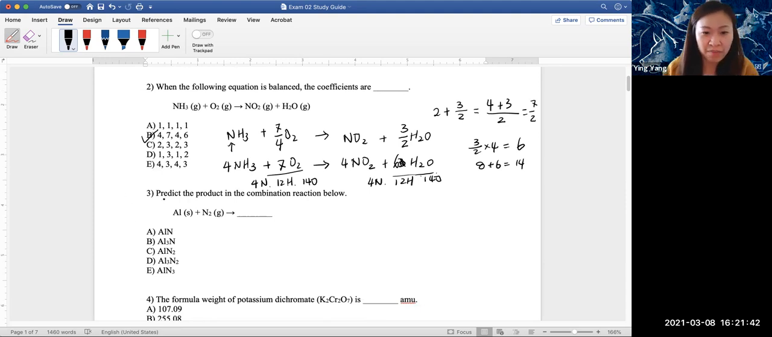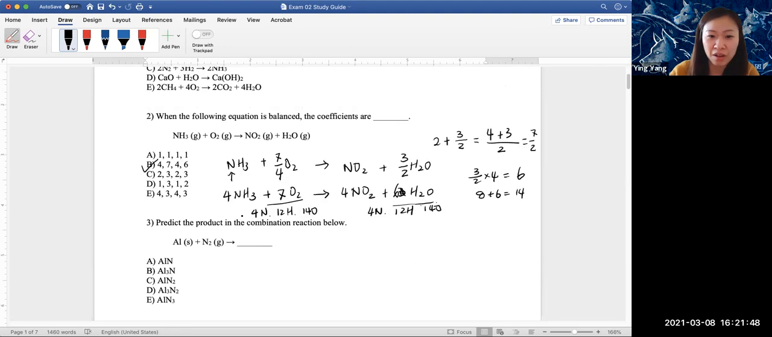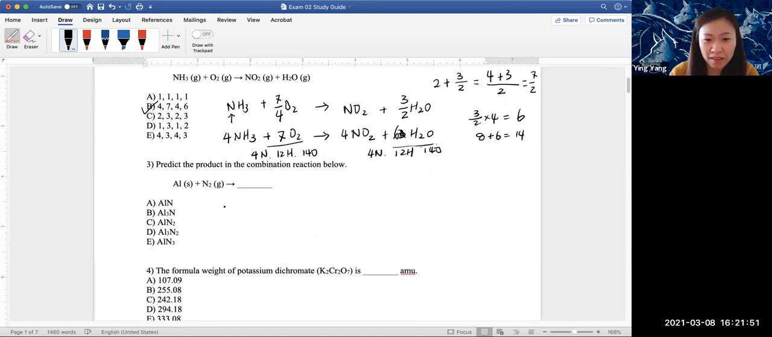Question number 3, predict the product in the combination reaction below. Well, by now you should know that this is a combination reaction, so you form only one product. Since it's an ionic compound, you have a metal and a non-metal combined, and the formula is determined by the common charges of the metal and non-metal. For aluminum, its common charge is 3+. For nitrogen, the common charge is 3-. And therefore, the product will be this.